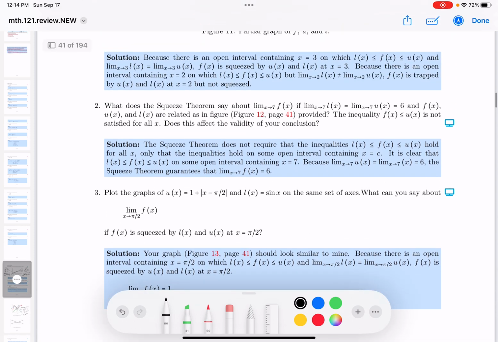Let's go back and look at the answer key and just read that to you. The squeeze theorem does not require that the inequalities hold for all x, only that they hold on some open interval. We just mentioned that, where in this case c is going to be the number 7. It is clear that L of x is less than or equal to f of x, which is less than or equal to u of x, on some open interval containing 7. And again, we know these limits have been given to us as being 6. Therefore, it guarantees that f of x's limit is also equal to 6.